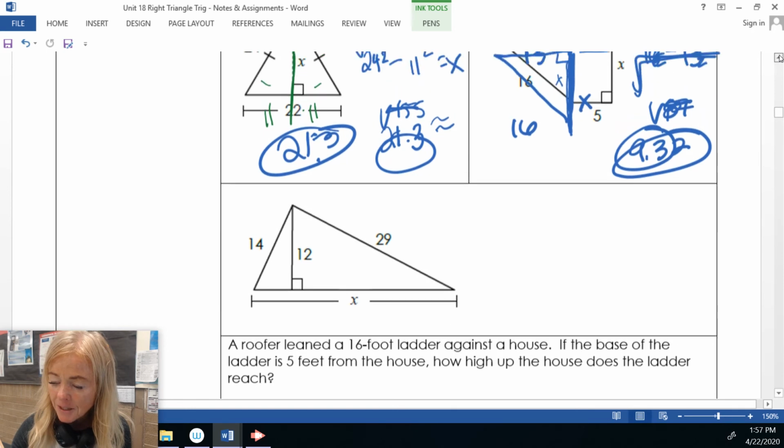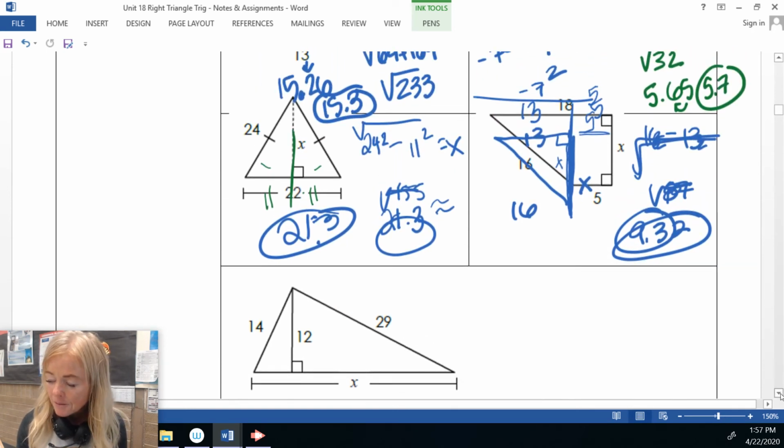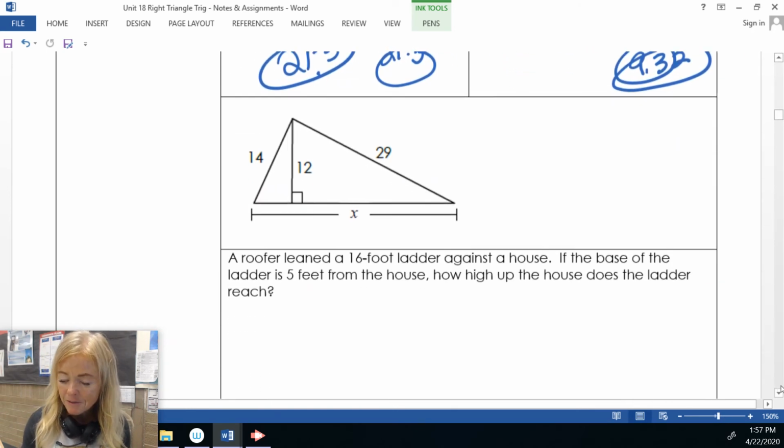Oh, what were we trying to find? Was that x? Yeah, we found it. Okay, I didn't know if we needed to go back and figure anything else out.